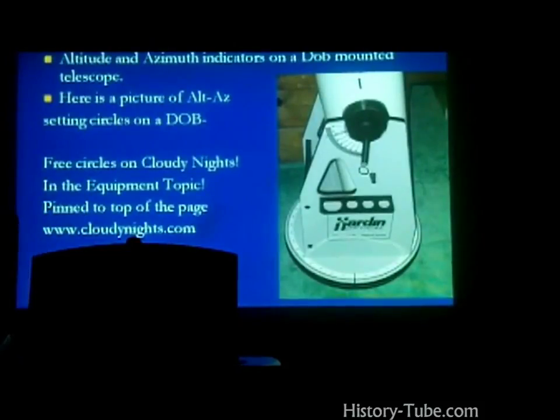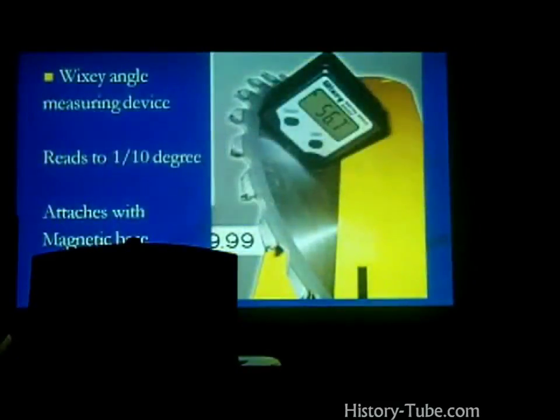Okay, so does anybody have any questions about the setting circles, right ascension, declination, altitude, azimuth? Is everybody okay with that? All right, let's see what we've got here.